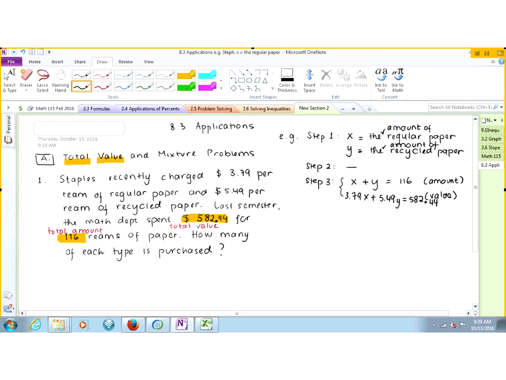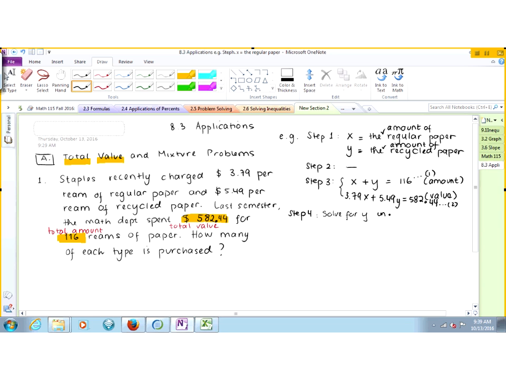Now, what do we do? Can we solve it? Yes. So how do we solve it? What's the easiest way? Substitution? Okay, so let's do substitution. How do we use substitution here? So step 4, how do we use substitution here?